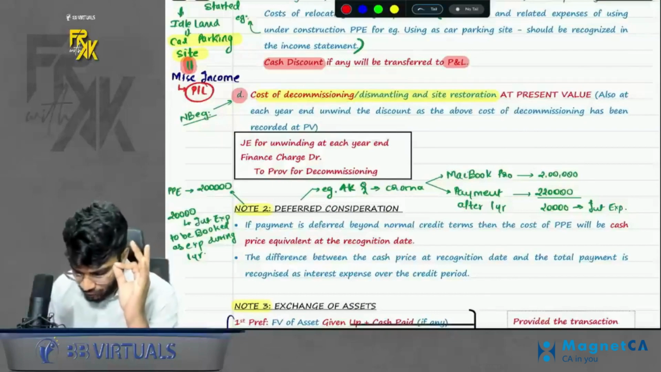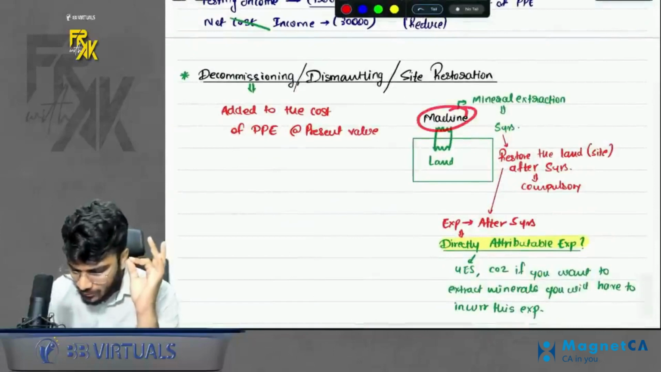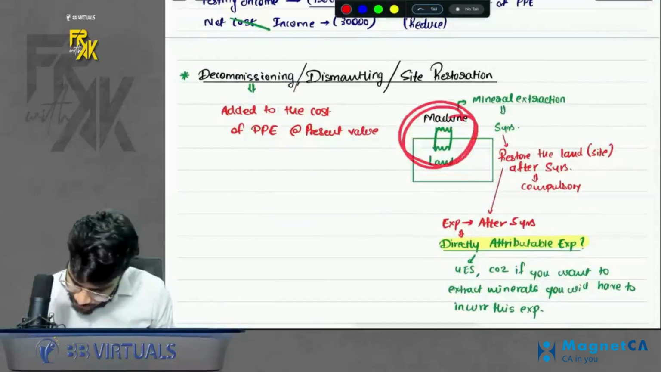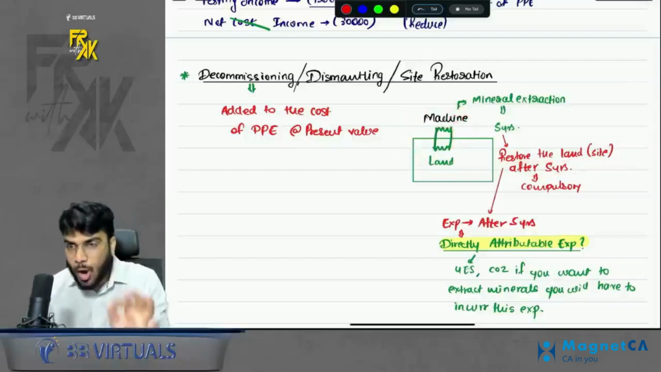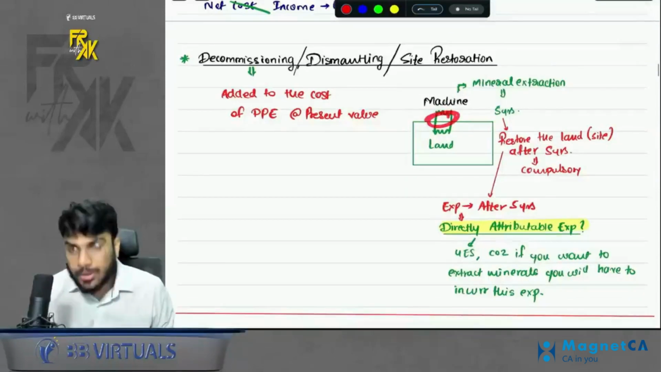The next point under the cost of asset is cost of decommissioning. So what is the meaning of cost of decommissioning? In case you remember an example, let's say we have a machine where we are installing it. The government asks us that after usage of machine you have to restore the land. So that means at the end of the useful life I have an obligation to restore the land. Such restoration is known as decommissioning, dismantling or site restoration.